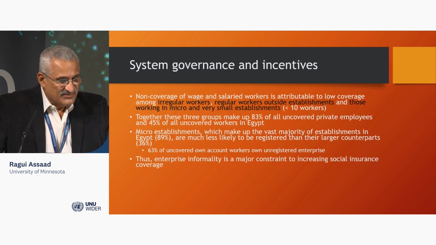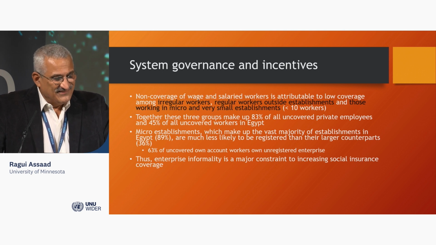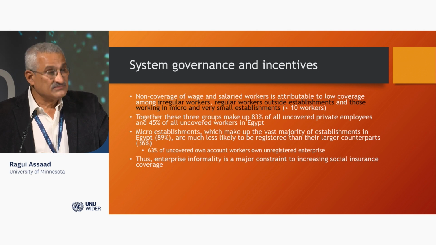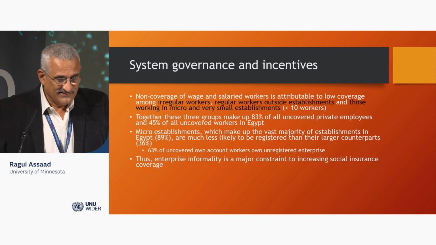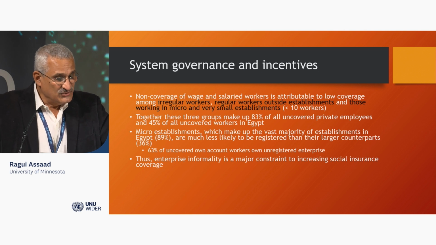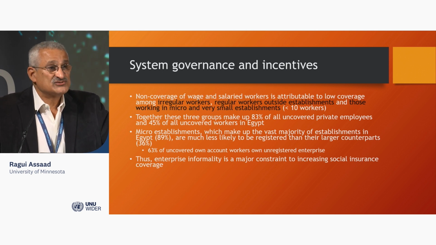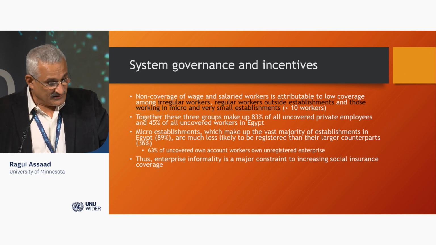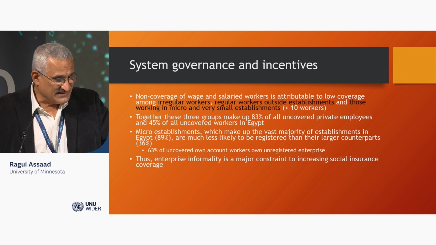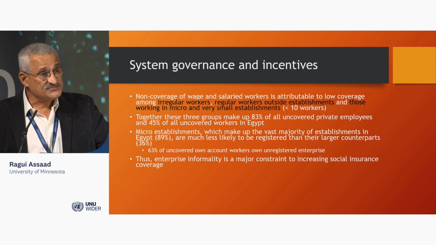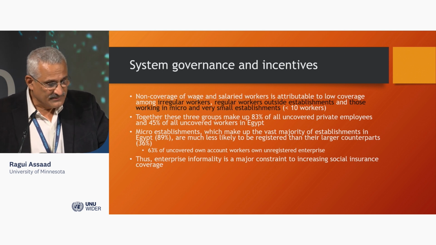Now the big problem with coverage is we have low coverage among irregular workers, among regular workers outside of establishments. So these are people where it's not easy to enforce the rules, and those working in micro and very small establishments, fewer than 10 workers. So together, these three groups make up 83% of all uncovered private employees. So it is about the formality of the establishment and the type of work that's being performed that results in the non-coverage. It's not so much about lack of enforcement of the rules among formal employers.